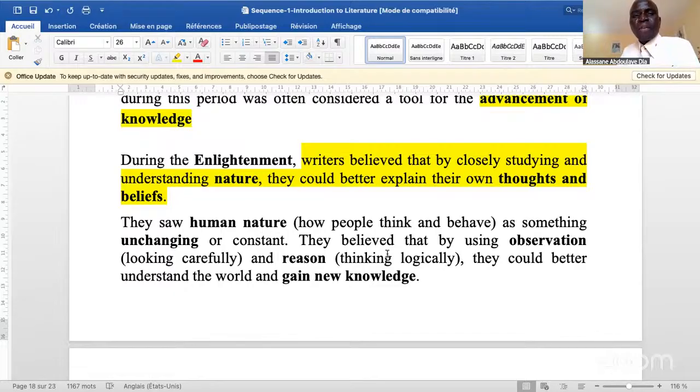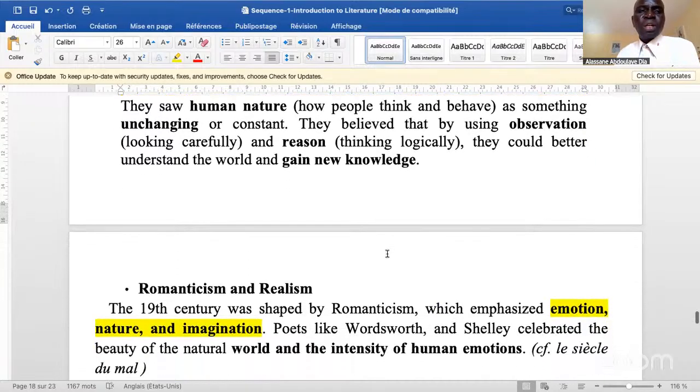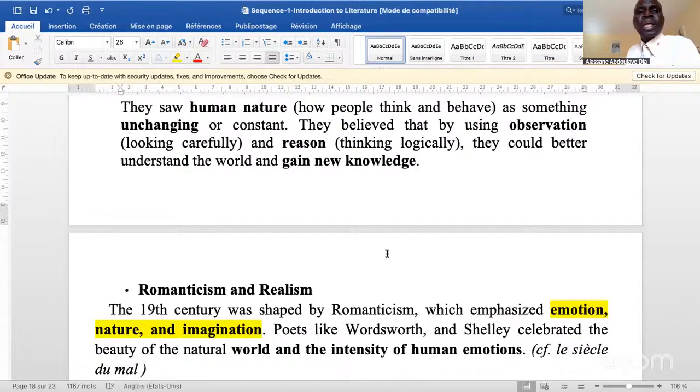And they show their thoughts and their beliefs, what they believe the world is, what they believe that we look like, and what they believe nature is. So they saw human nature, how people think and how people behave. You heard about theories of l'état de la nature. People theorize liberty or whatever as something unchanging and constant.